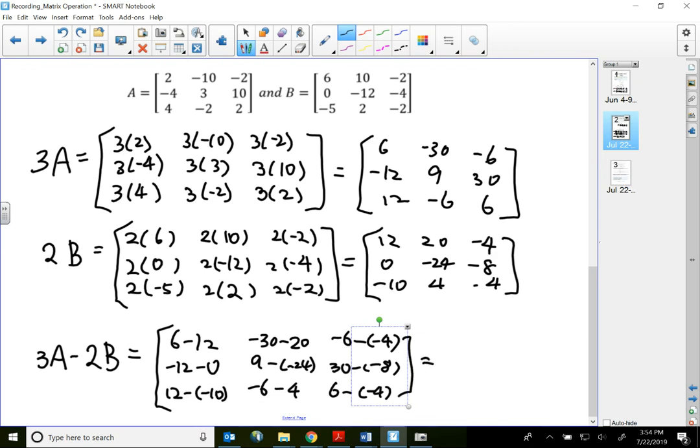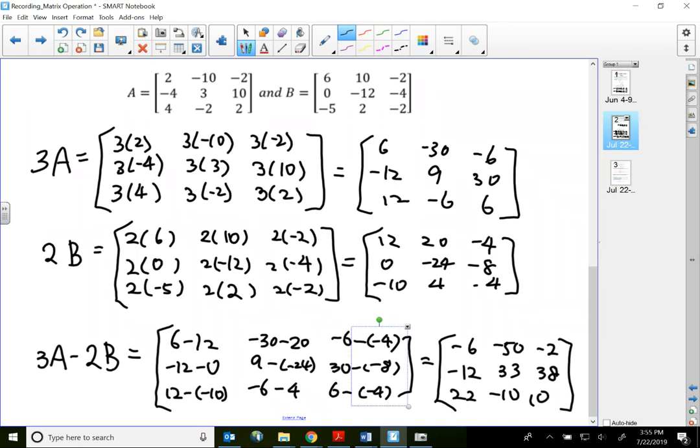So let's see what my final answer is. 6 minus 12 is negative 6, negative 12. 12 minus negative 10 is plus 10, which is 22. That's negative 50. 9 plus 24, 33. Negative 10. This is negative 2. This is 38, and that's 10. There you go. That's my resulting 3A minus 2B.